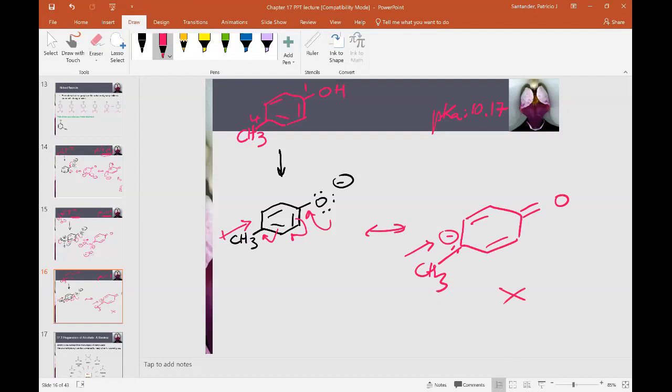And that is the reason why the pKa value increases with respect to regular phenol. Okay, so let's stop here and we continue later.